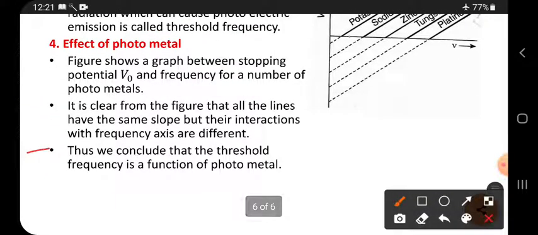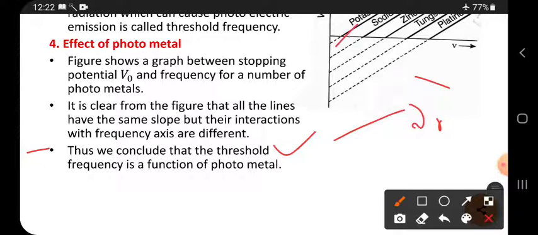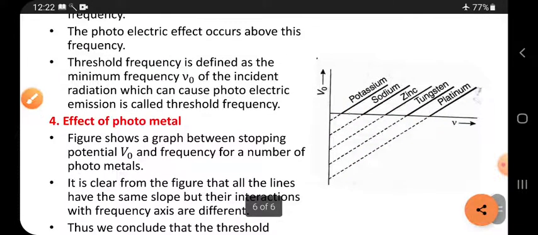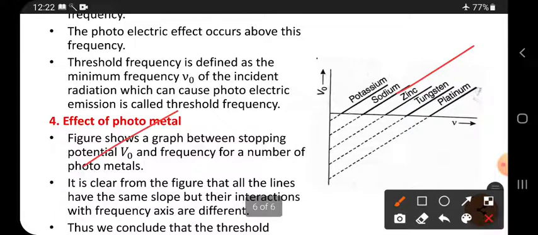Thus we conclude that threshold frequency is a function of the photometal. That means for different metals, the threshold frequency is also different. For one metal you get a certain threshold frequency, and it is not the same for other metals such as sodium or whatever it is. So threshold frequency is different for different metals. This diagram is for this concept only.